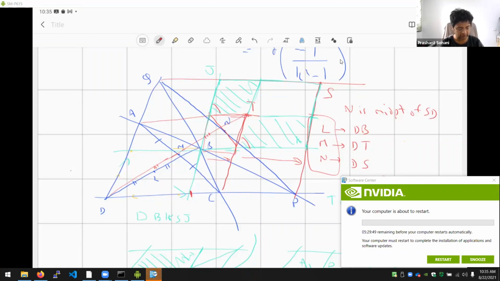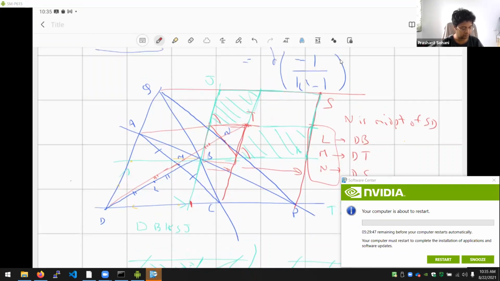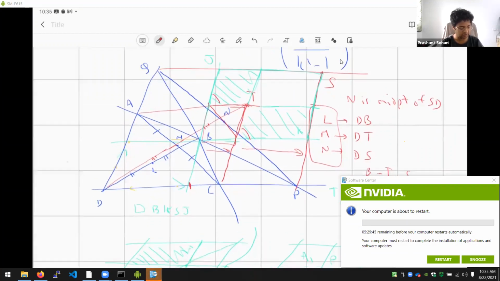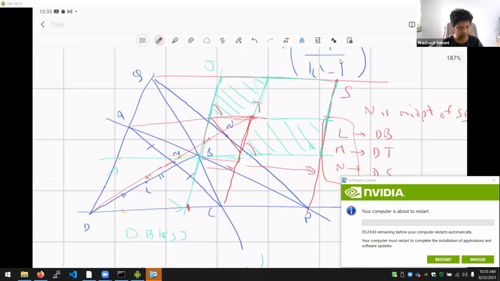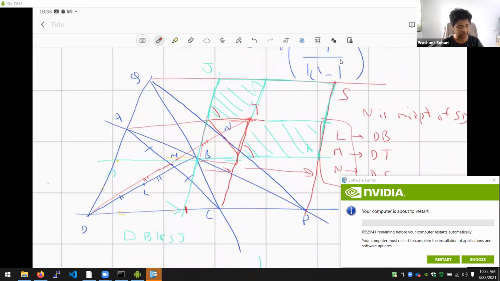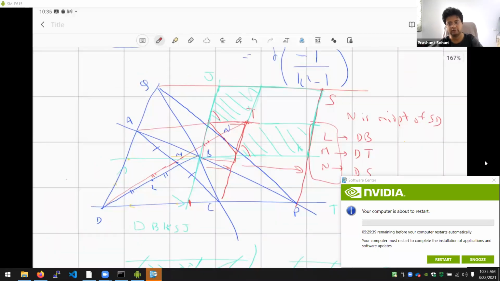I can just forward you that link later on the WhatsApp group. I am not able to work out the details. Maybe I missed something. Maybe the choice of the parallelogram was wrong or something. But at least this is the motivation.